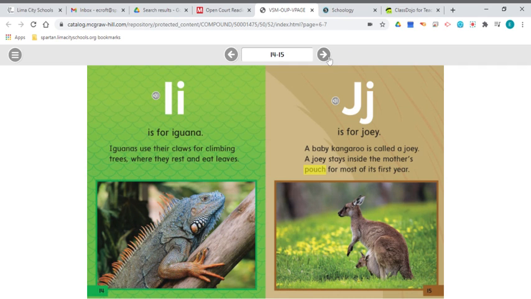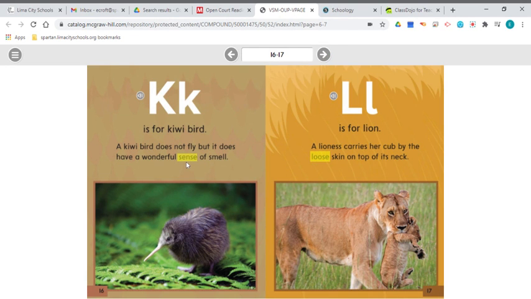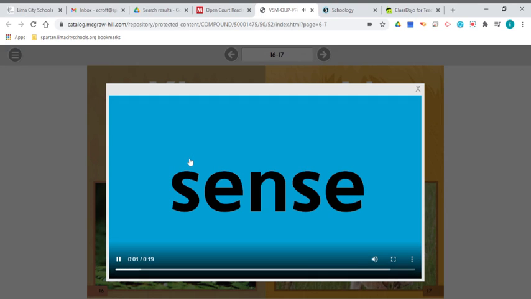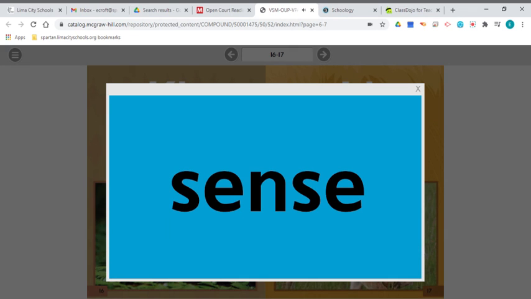All right, looking for our next word. There it is. A kiwi bird does not fly, but it does have a wonderful sense of smell. So this is not a flying bird, but he has a wonderful sense. Sense: the ability of an animal or person to know about what is around it.